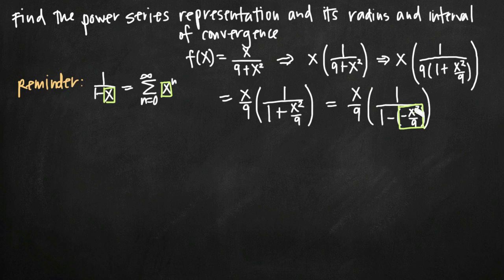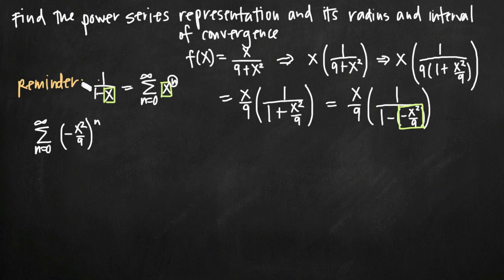So when ours is negative x squared over 9, we just plug that in right there. We multiply by x divided by 9, and now we have a power series representation. So our power series representation is going to be the sum from n equals 0 to infinity, and we're taking this directly from the well-known power series here. And then for x, we're substituting negative x squared divided by 9. So we're going to say negative x squared divided by 9, all raised to the n power according to our well-known power series here.